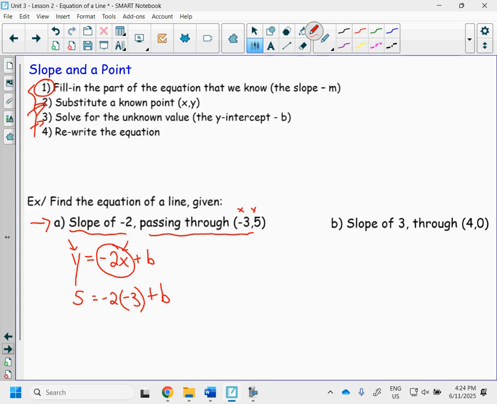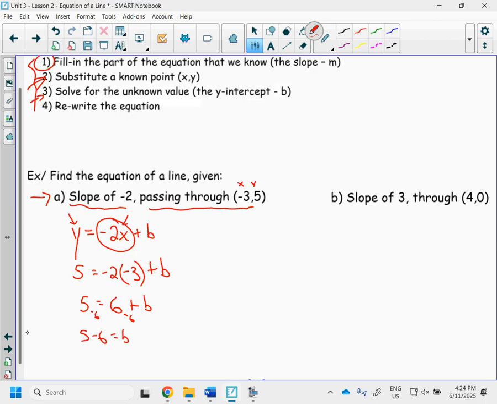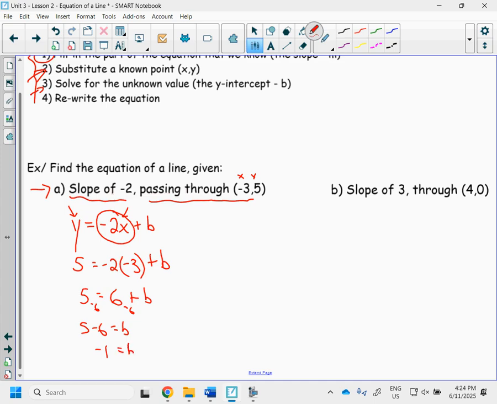Step 3 says solve. We're going to do a little bit of algebra here. Let's get rid of our brackets. Negative 2 times negative 3 makes positive 6, plus b. I want to know what b is, so I have to get rid of this 6. Whatever I do to one side, do to the other. So 5 minus 6 is b. How about negative 1 is b?